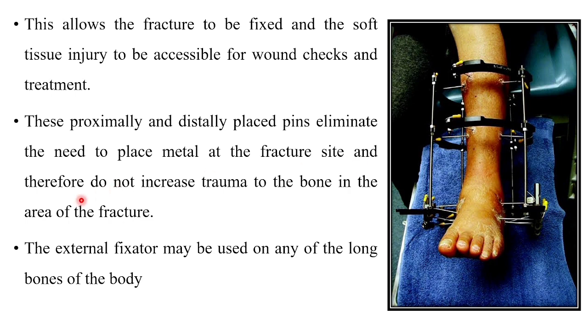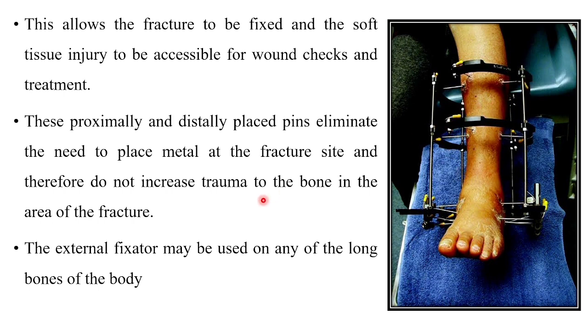These proximally and distally placed pins eliminate the need to place metal at the fracture site, and therefore it does not increase the trauma to the bone in the area of the fracture. So it prevents direct injury to the bone, such as direct drilling with different equipment. The external fixator may be used on any of the long bones of the body. So external fixator devices are mainly used for long bone fractures, that is, open fractures with more soft tissue injuries.